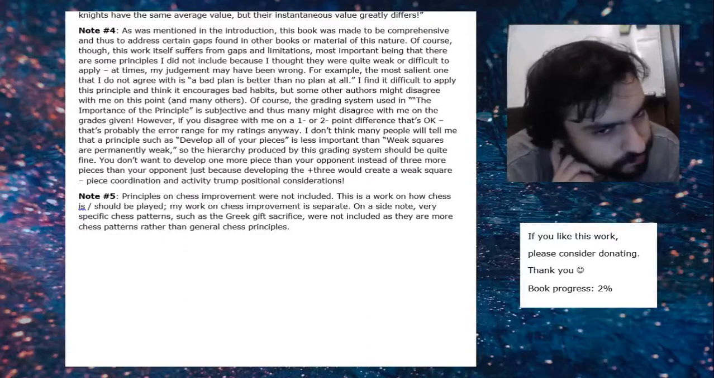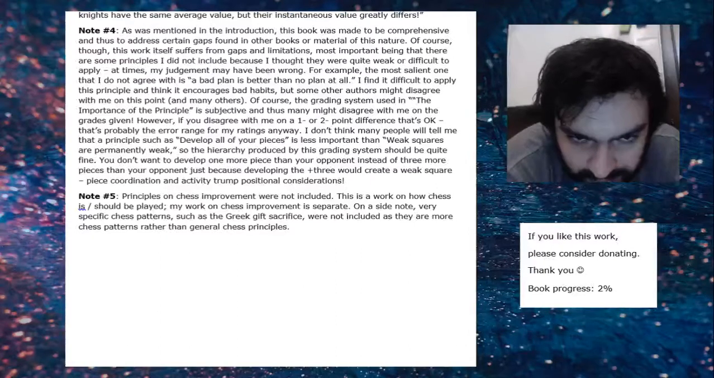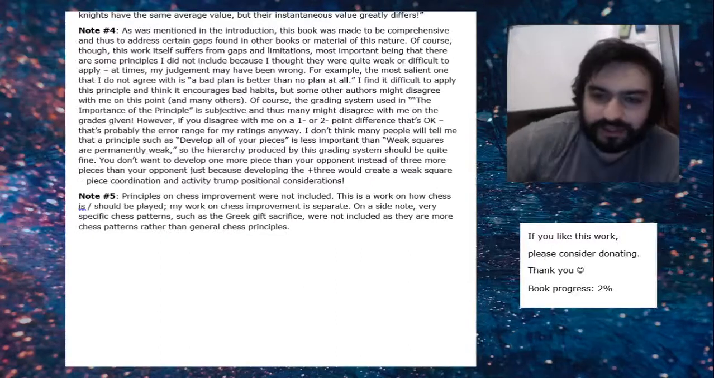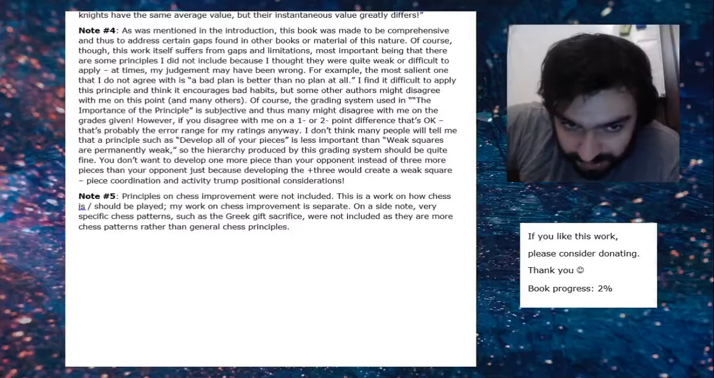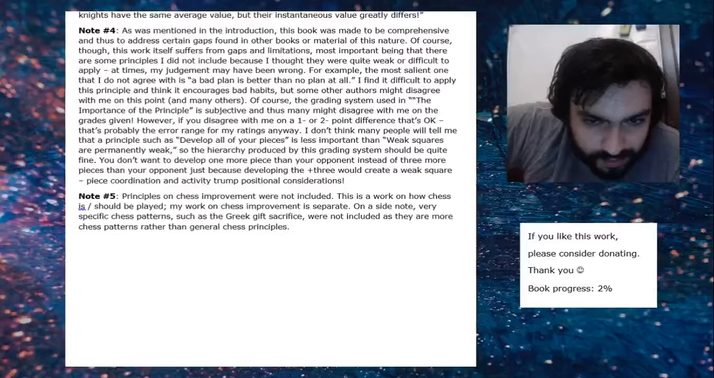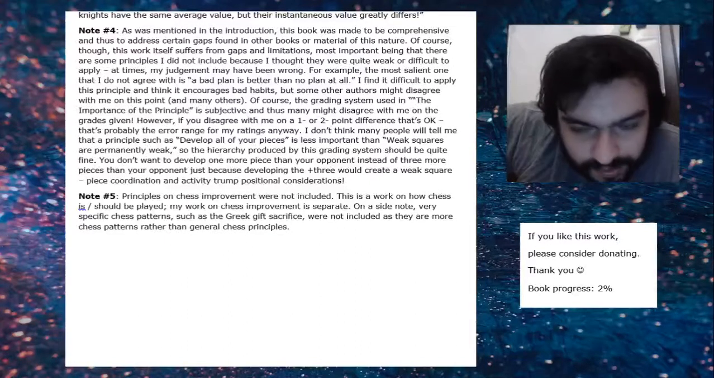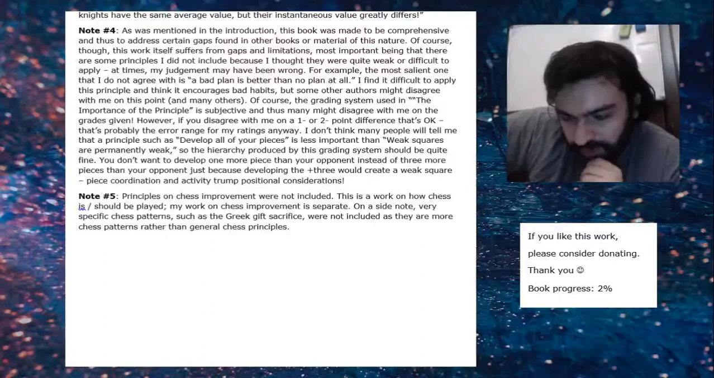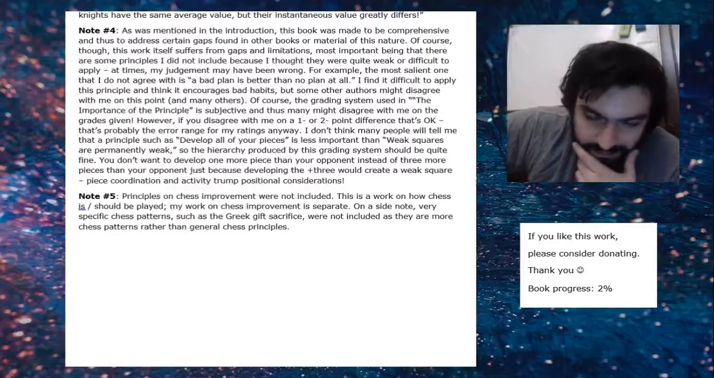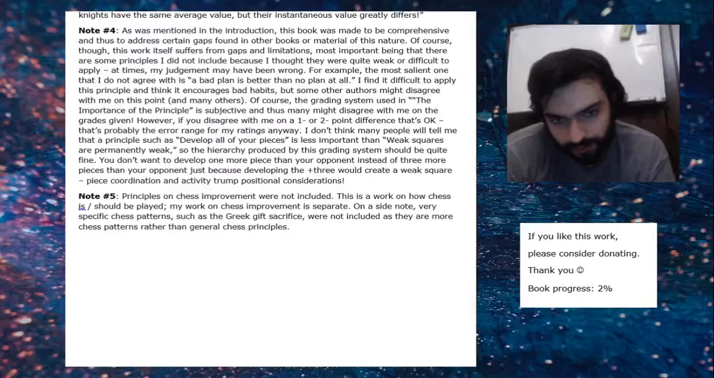And yeah, so for example, I give here, no one will say that weak squares are permanently weak is a more important principle than, which one do I give here? Develop all your pieces, right? Yeah, exactly. So I don't want people to. I don't think any reasonable person will think that.